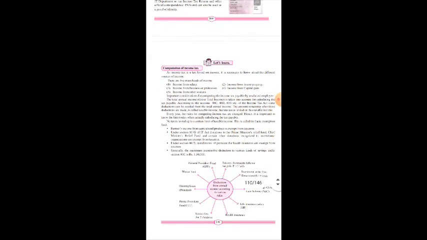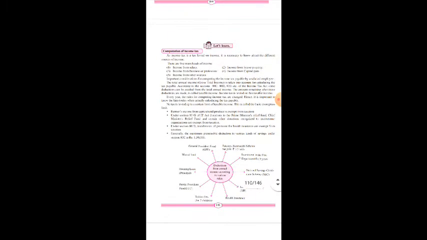So we know that here is the computation of income tax, that is, on which things we should pay the income tax. See, an income tax is a tax levied on income. It is necessary to know about the different sources of income. That is, there are 5 main heads of income. Number 1, income from salary, income from house or property, income from business or profession, income from capital gain, or income from other sources. It means if a person's income is related to any of these fields, he or she has to pay the income tax.